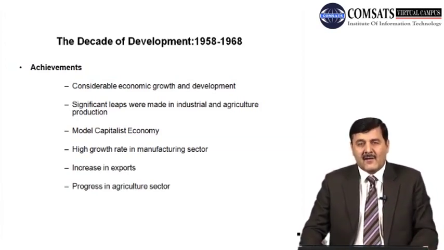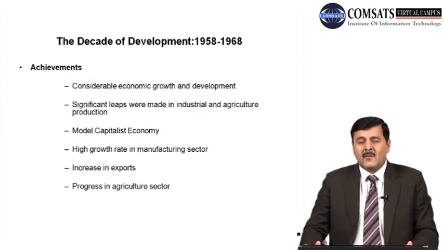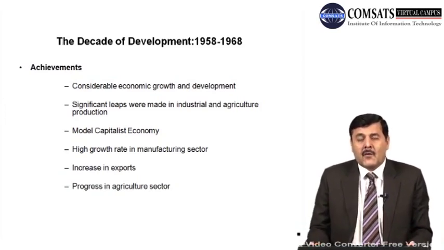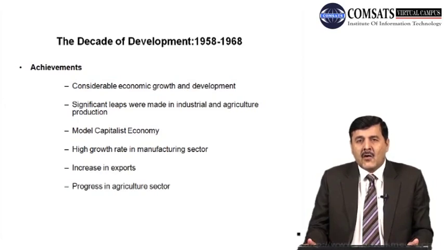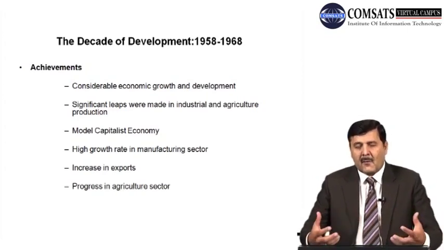High growth rate in the manufacturing sector. In this particular time period, the manufacturing sector was growing, and the growth rate was very high. There was an increase in exports. When the manufacturing sector was increasing, there was growth in the agriculture sector as well. So the exports of the country increased in that time period, along with progress in the agriculture sector. So Pakistan's economy made tremendous progress in these 10 years from 1958 to 1968. Agriculture sector में भी progress हो रही थी, manufacturing sector में progress हो रही थी.